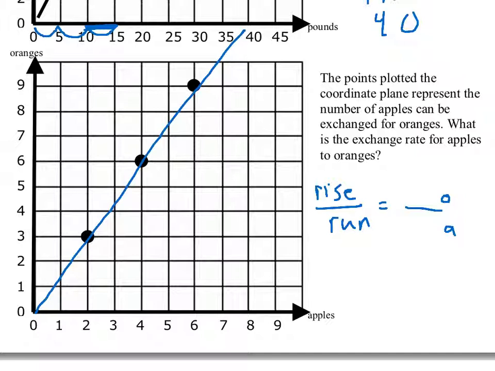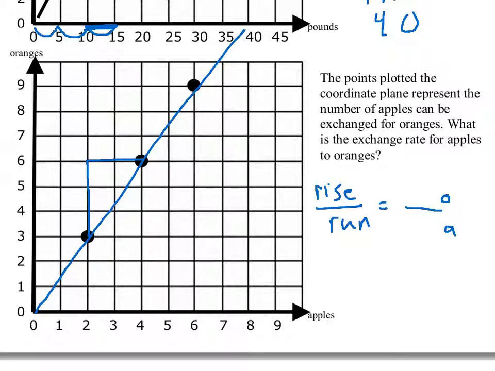How am I going to find the slope? Haseen, how am I going to find the slope? Sorry, I can't hear you. The short answer was draw a slope triangle.